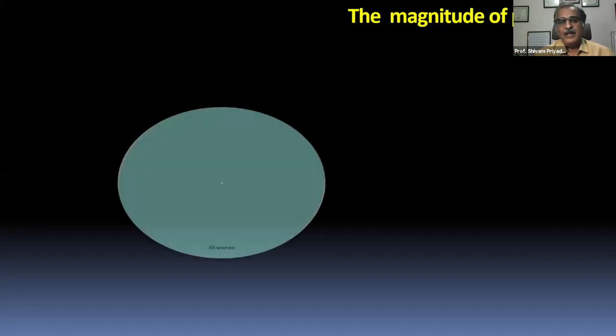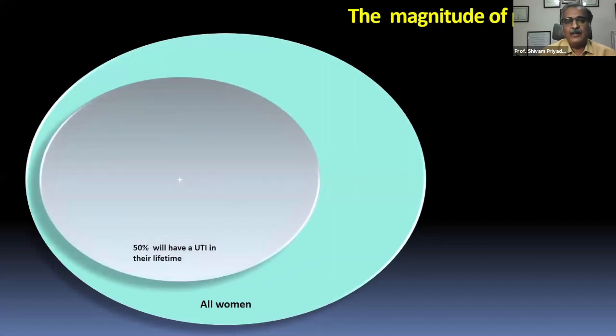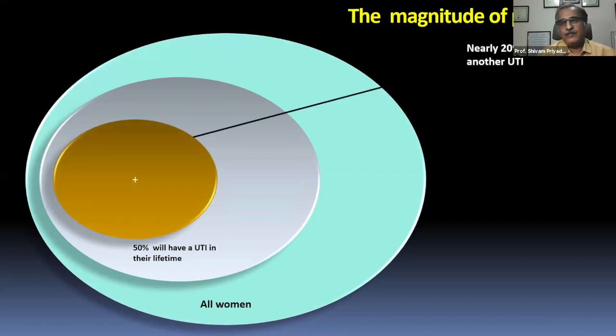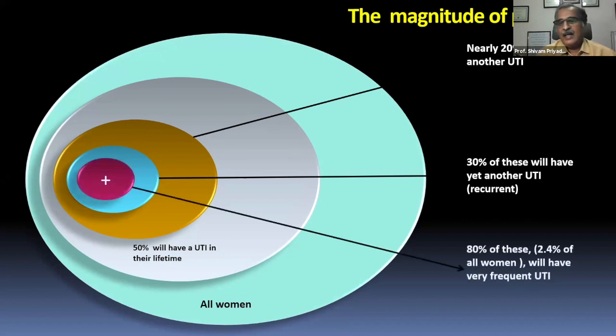The prevalence is such that if you consider all the women in the world, then 50% of them will have a UTI in their lifetime. And 20% of these will have another UTI. And out of these, 30% may have yet another UTI. And 80% of these 30% will have a repeated urinary tract infection. That is, they may go into a chronic urinary tract infection.